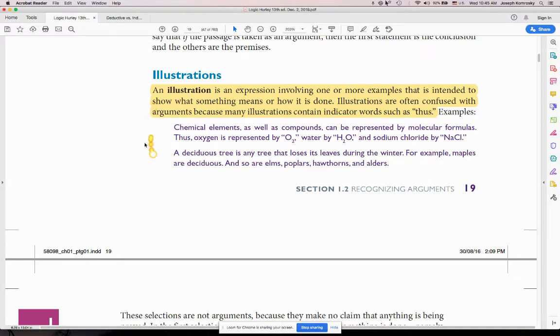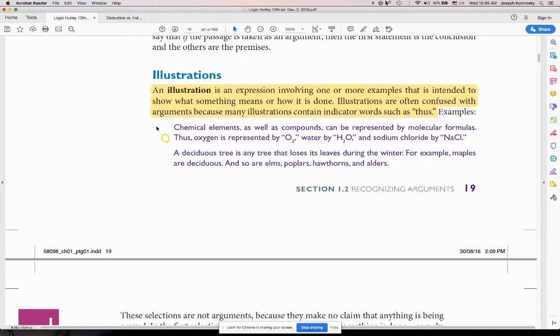Okay, so an illustration is an expression involving one or more examples that are intended to show what something means or how it is done. Illustrations are often confused with arguments because the illustration contains indicator words such as "thus." And I already went over that right now.